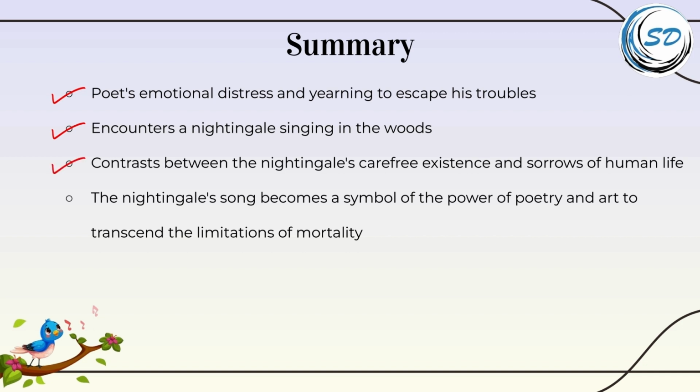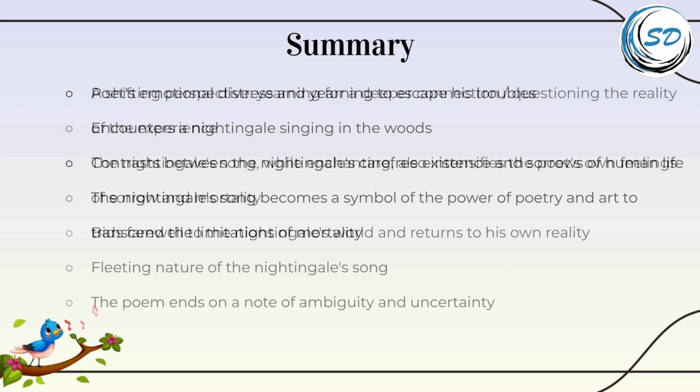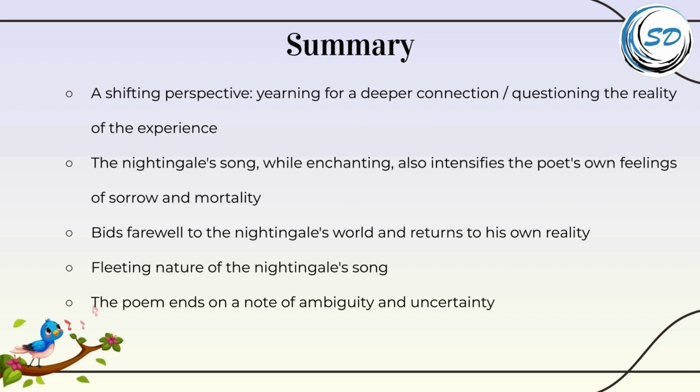Keats delves into the contrasts between the nightingale's carefree existence and the sorrows of human life, depicting the nightingale as an immortal being and its song as timeless and universal. The nightingale's song becomes a symbol of the power of poetry and art to transcend the limitations of mortality. Throughout the poem, the poet experiences a shifting perspective, at times yearning for a deeper connection with nature and the nightingale, and at other times, questioning the reality of the experience. The nightingale's song, while enchanting, also intensifies the poet's own feelings of sorrow and mortality.